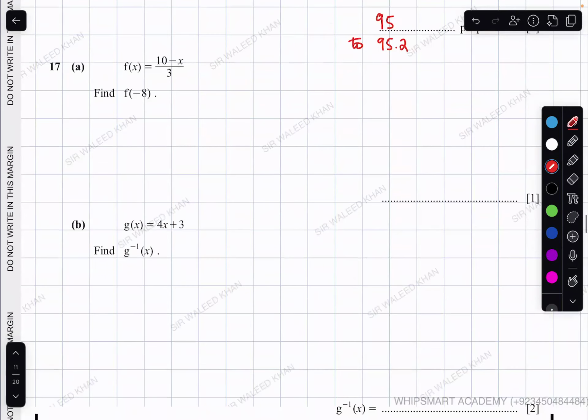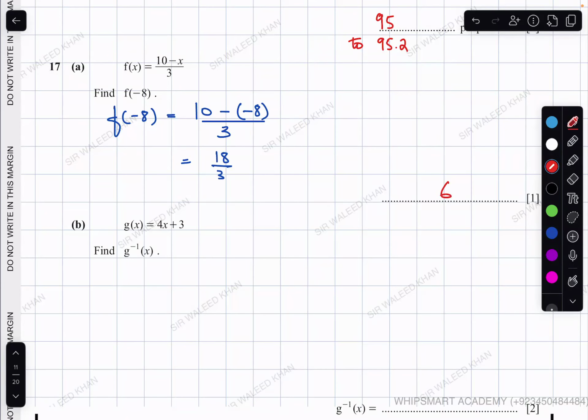Question number 17. F of x is this. When you substitute the value of minus 8 into the function f, wherever there is x, I'm just going to replace it with minus 8 and use brackets. So 18 by 3, we have 6.